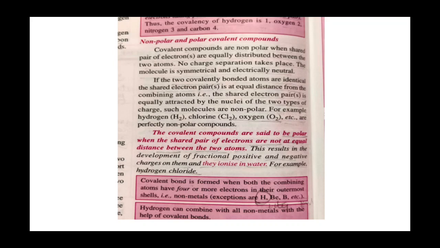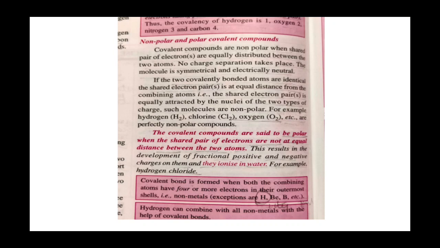Today I am going to explain the types of covalent compound. There are two types of covalent compound: polar and non-polar covalent compound. First of all I am going to speak about polar covalent compound. Covalent compounds are said to be polar when the shared pair of electrons are not at equal distance between the two atoms. And what is a non-polar covalent bond? Covalent compounds are non-polar when the shared pair of electrons are equally distributed between the two atoms.